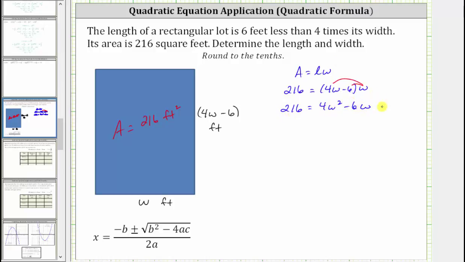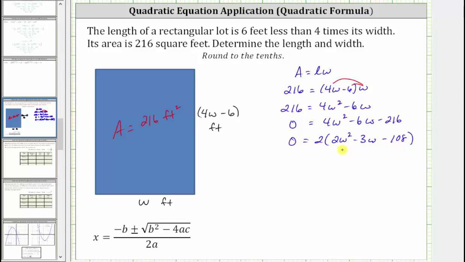Let's set the equation equal to 0 by subtracting 216 on both sides, which gives us 0 equals 4w squared minus 6w minus 216. Remember, the first step in factoring is to factor out the greatest common factor. On the right, the greatest common factor is 2, giving us 0 equals 2 times the quantity 2w squared minus 3w minus 108.